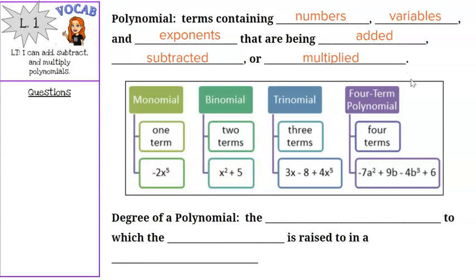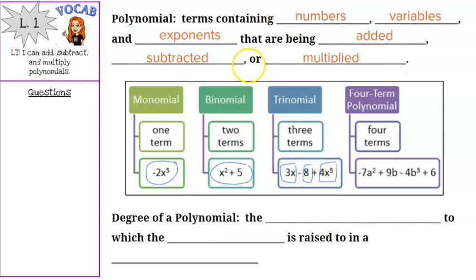So we've interacted with these a little bit before, but now we're just adding that vocab with it. So a monomial is just one term, so we have the number, variable, exponent. Binomial has two terms, so two things being added or subtracted. Trinomial, three terms. Four-term polynomial has four terms. So the terms are the things that you're adding or subtracting. So here 3x is a term, 8 is a term, and 4x to the fifth is a term.